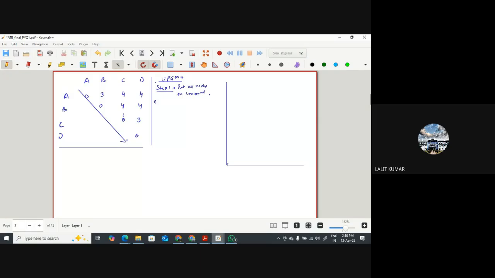Step 2, find the smallest distance. A to B has the smallest distance. So you build the UPGMA tree by joining A to B, and whatever the distance is, you divide it by 2. So here you get 1.5. This becomes 1.5, and this becomes 1.5. Is this okay?